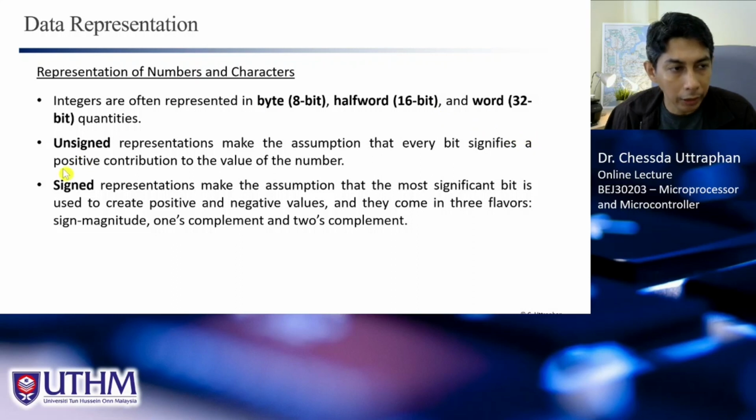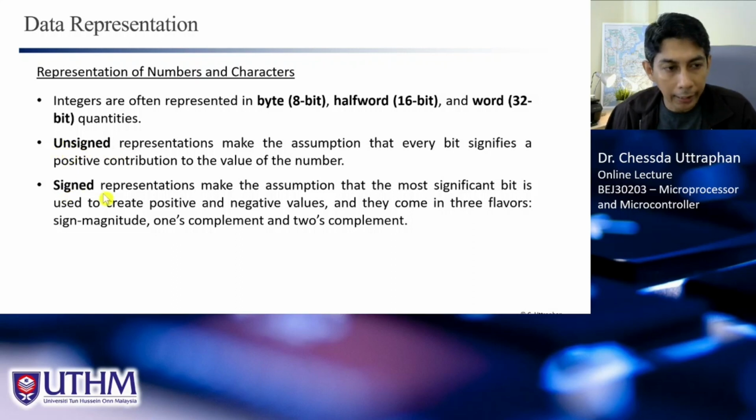And also we have signed and unsigned numbers. An unsigned number is a number from 0 to any positive number, based on the size of our microprocessor. For example, if our microprocessor is 8-bit, the maximum unsigned number is 255, FF, and the minimum is 0.